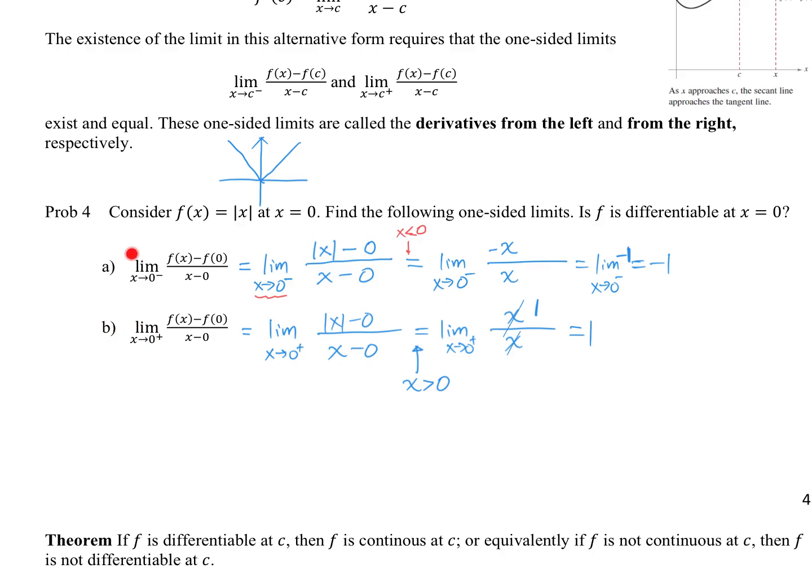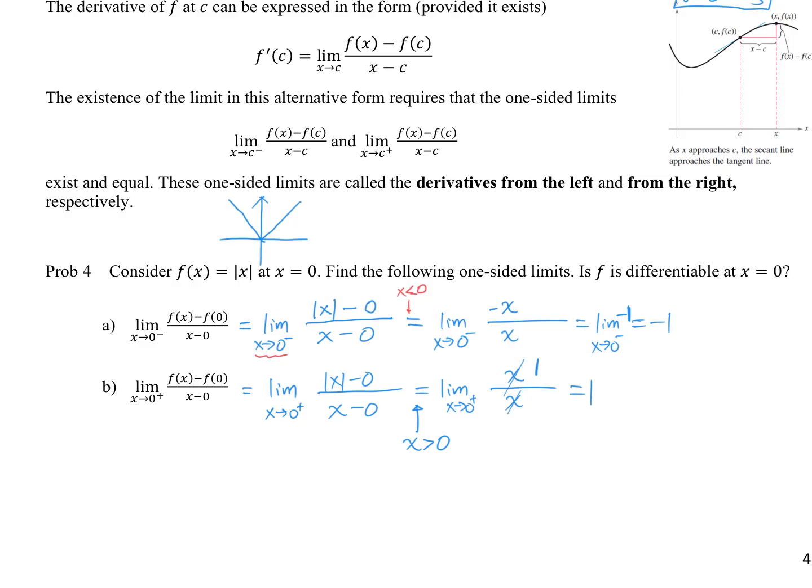That means the derivative implies both limits exist and they must be equal. Now they're not equal, therefore the limit doesn't exist, right? So the limit as x approaches 0 of f of x minus f of 0 divided by x minus 0 does not exist. When it doesn't exist, that means it's not differentiable.